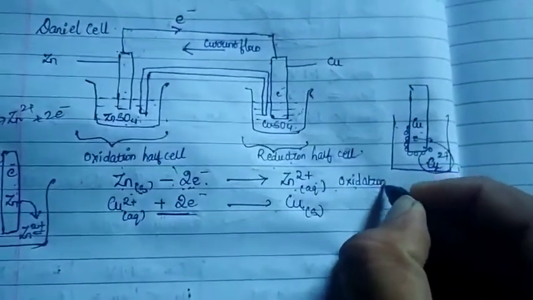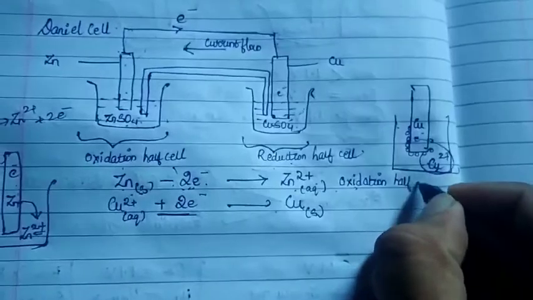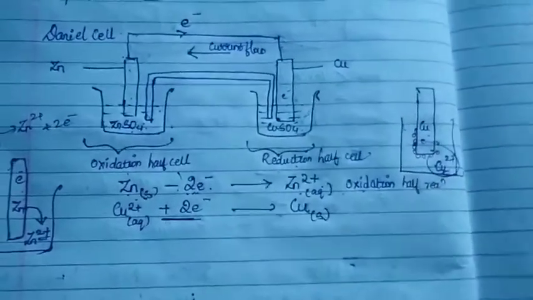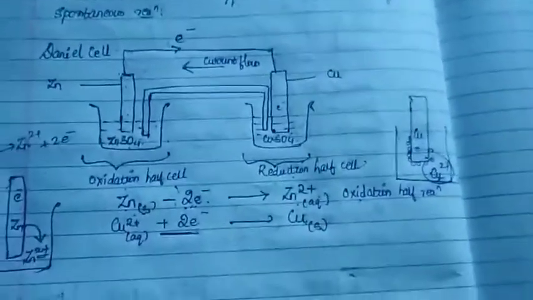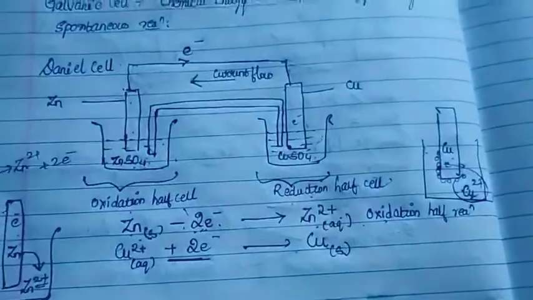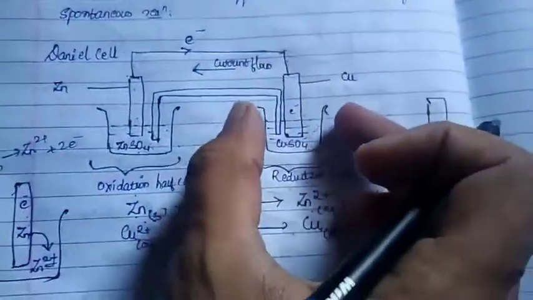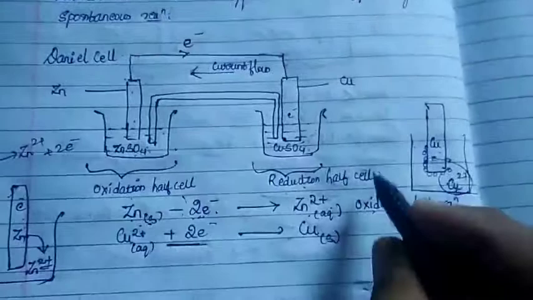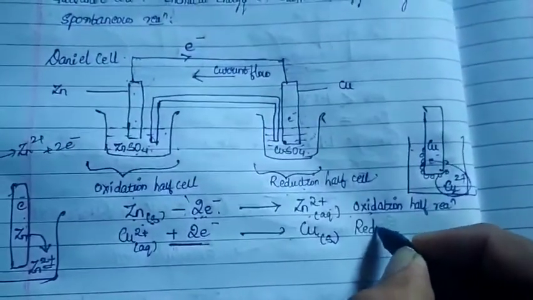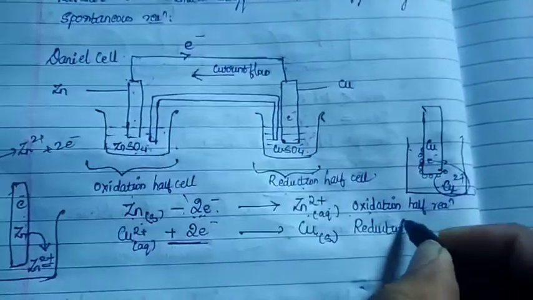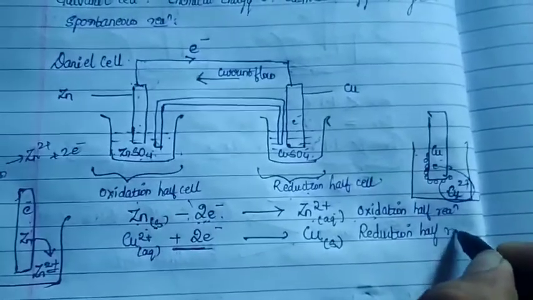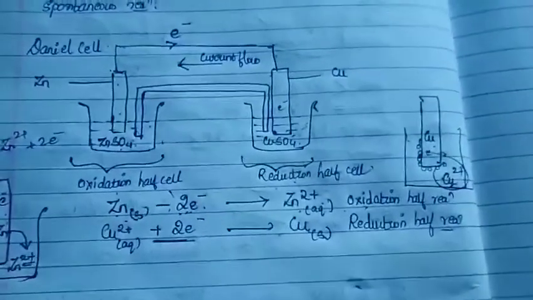Oxidation half reaction. So once you have been gaining the electrons, what is that term called? Reduction. Since in considering the reduction half cell, what will you be getting? Reduction half reaction. Very much important, guys. Again, I am going to say this.